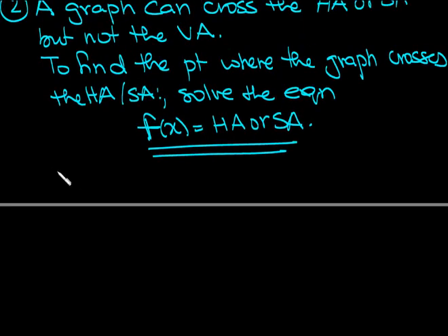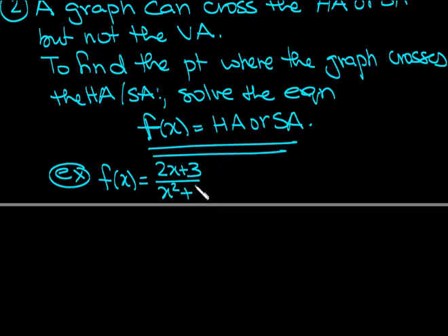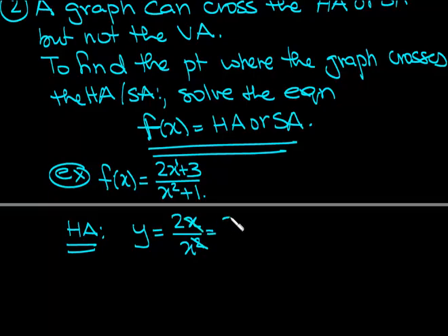Okay, so for example, let's say f of x is equal to 2x plus 3 over x squared plus 1. What does this have in terms of slant or horizontal? Since the degree of the top is 1 and the bottom is 2, it actually has a horizontal, because to have a slant the degree of the top has to be 1 more than the bottom. So to find the horizontal asymptote, what do we do? We keep the dominating term. So I'm going to write f of x as y. The biggest term on the top is 2x and on the bottom is x squared. So one of these x's cancels, and you're down to 2 over x.